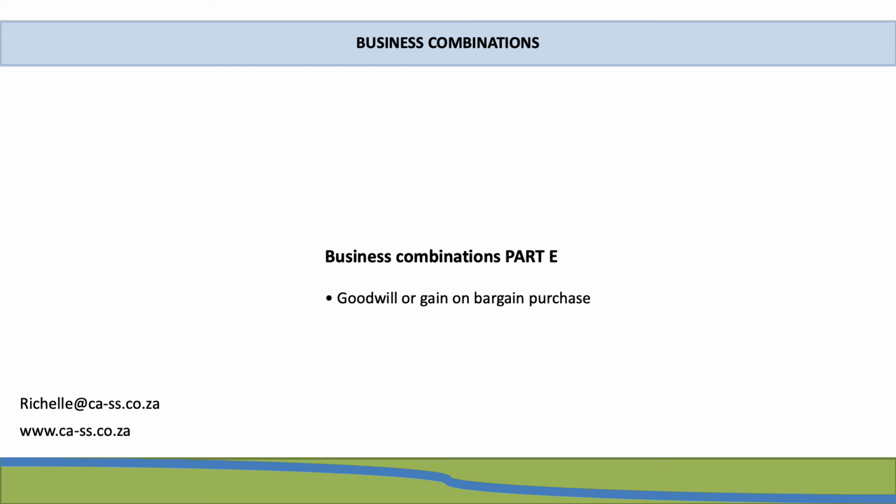Thank you for watching on how to calculate the non-controlling interest as well as what it is. And now in the next presentation, we are going to focus on our second last step, being our goodwill or gain on bargain purchase.